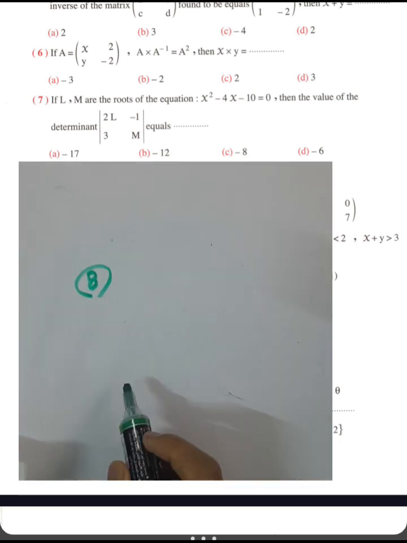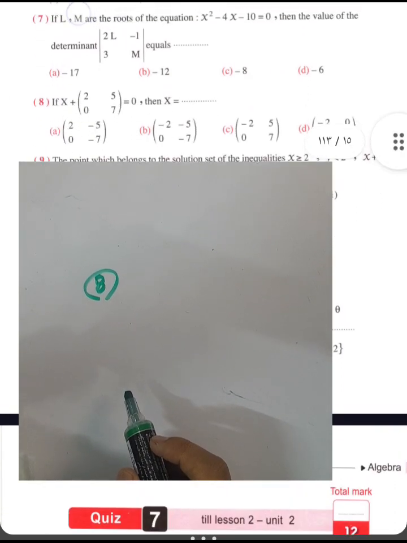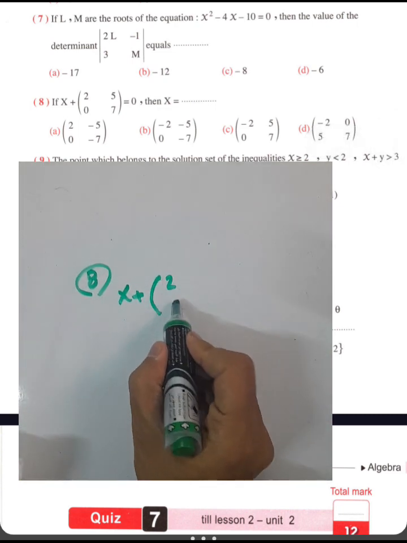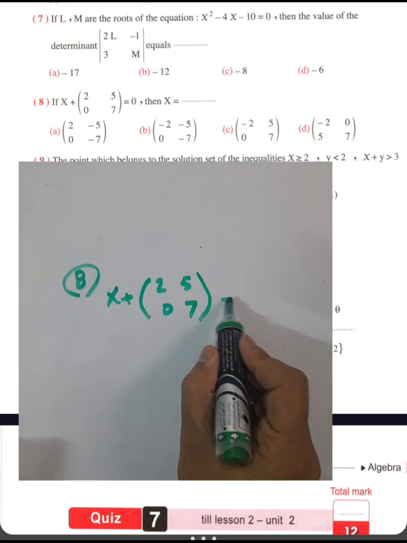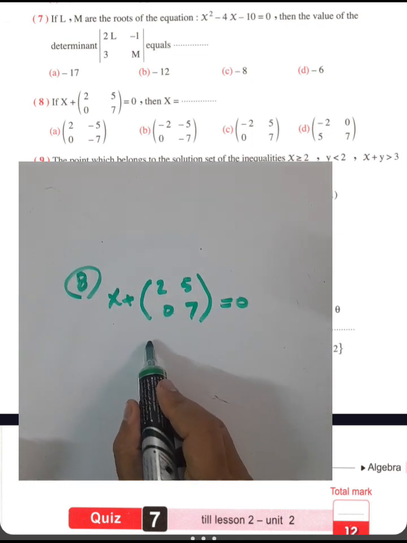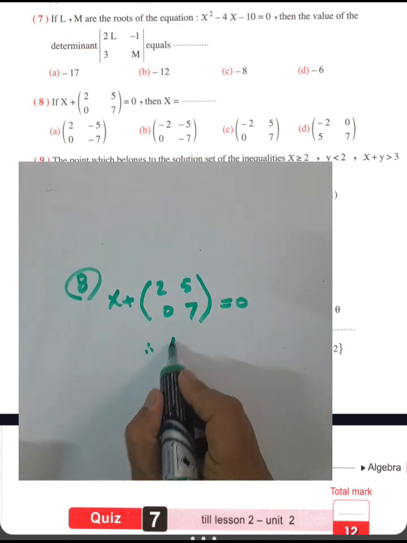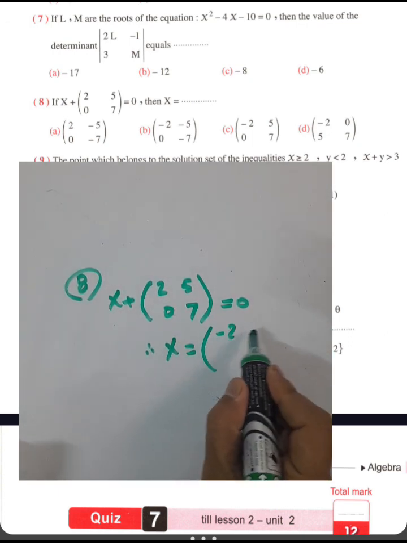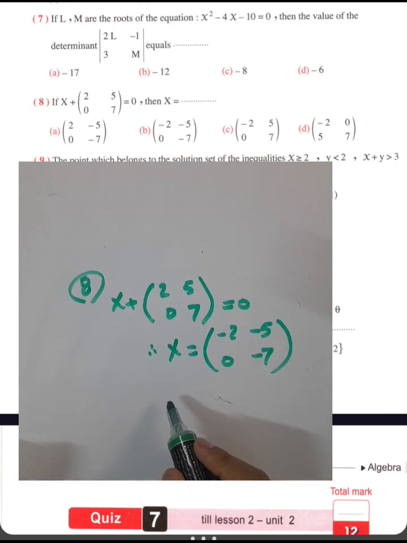Question 8. If x plus the matrix 2, 0, 5, 7 equals 0, then x equal what? We can move this matrix to right hand side and change all sign. Negative 2, negative 5, 0, negative 7. Okay.